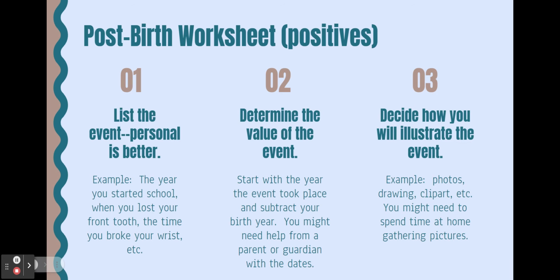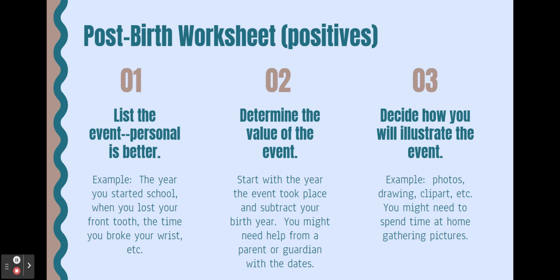The post-birth worksheet, which will be the positives on your timeline, is just like the pre-birth worksheet, except these are the events that happen after the year that you were born. So we'll start the same way. List the event. Personal is better. For example, you might use the year you started school, when you lost your front tooth, the time you broke your wrist, whatever the event happens to be.